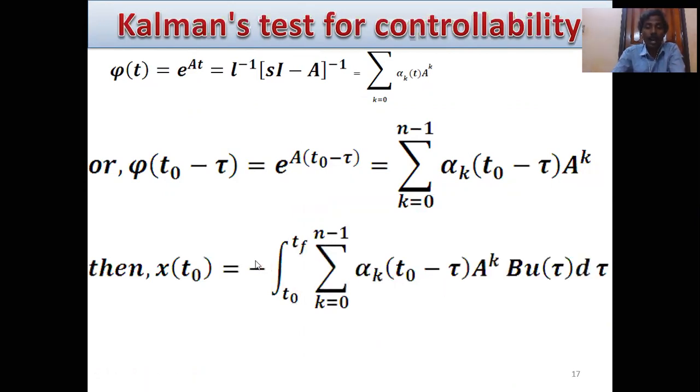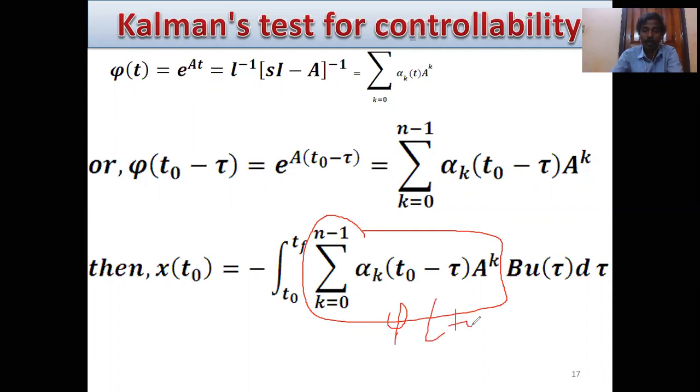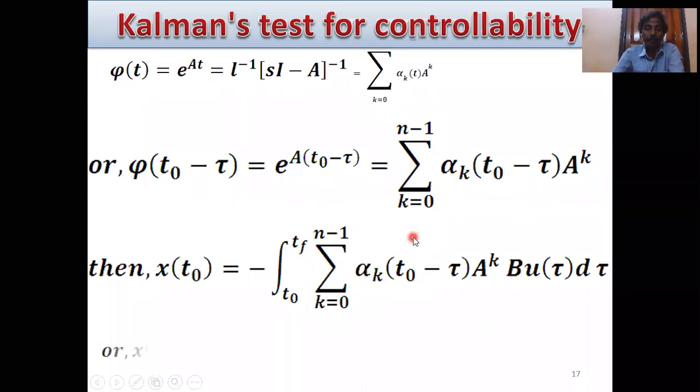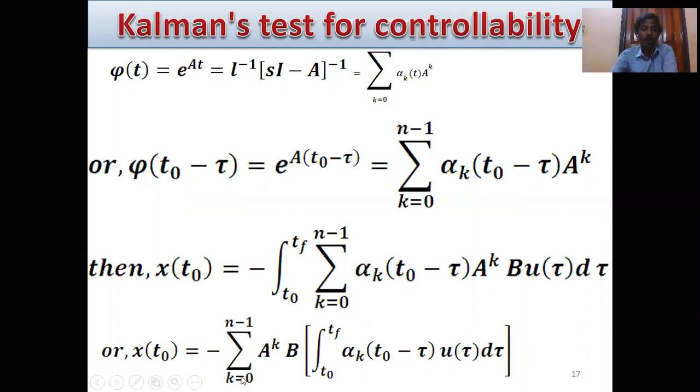We put this in the equation and get x(T0) equals what? Integral from T0 to Tf, just put here the Cayley-Hamilton theorem, which is equivalent to phi(T0-τ), equal to the summation for k = 0 to n-1 of alpha_k(T0-τ) A^k. And x(T0) equals minus the summation for k = 0 to n-1 of A^k B, with the integral from T0 to Tf of alpha_k(T0-τ) u(τ) dτ in brackets.